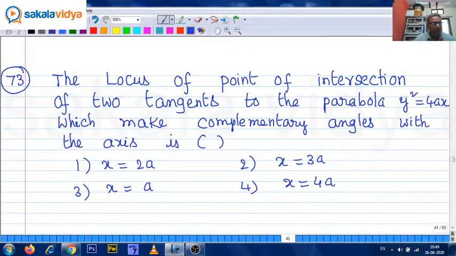Just like the 72nd question itself only, but actually if you say alpha comma beta be the angles made by the two tangents with axis respectively, they are complementary to each other. Means alpha plus beta is equal to 90 degrees. Beta is equal to 90 degrees minus alpha. So tan alpha and tan beta, find out. You check it. Tan alpha into tan beta becomes 1. Instead of tan alpha tan beta, we can write m1 m2 equals to 1. A upon x1 is equal to a. x1 is equal to a. Right.